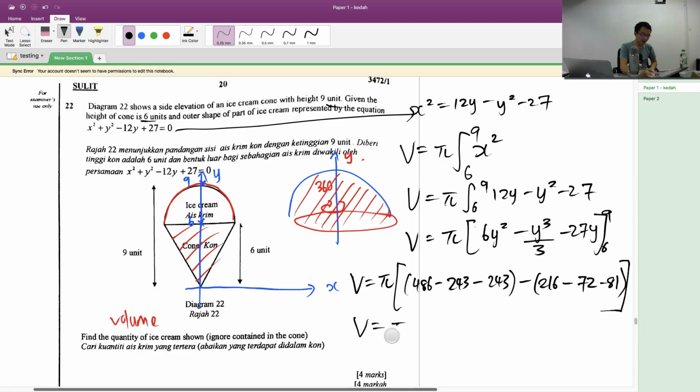So therefore I can get this volume easily by solving this equation. I get this one, actually you get it 0. And this one, 216 minus 72 minus 81. So I will get 63. Am I got the answer correct?